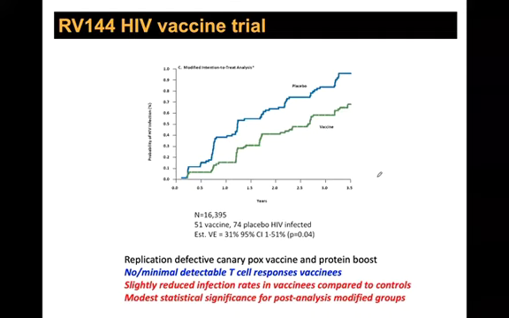And they vaccinated people, but they did it with 2 vaccines that had already failed to show any efficacy alone. So they did a canary pox. This is a pox virus that infects birds. It doesn't infect humans. It can get into cells and produce proteins, but it can't replicate. So it's actually a pretty weak vaccine.